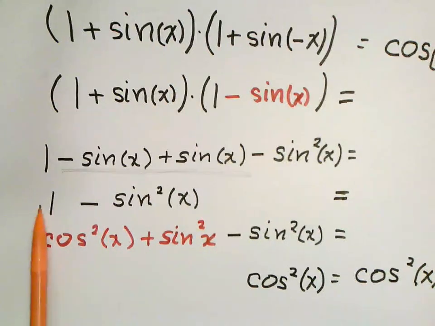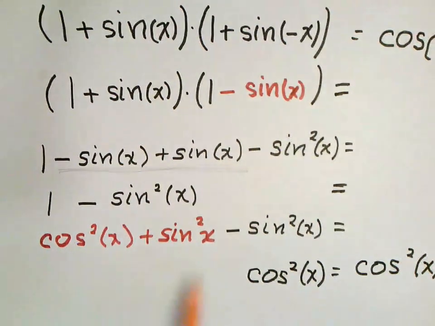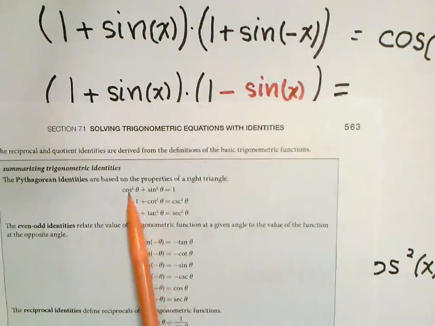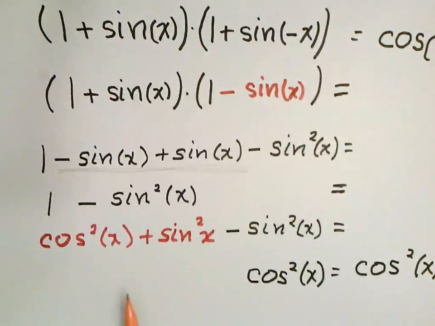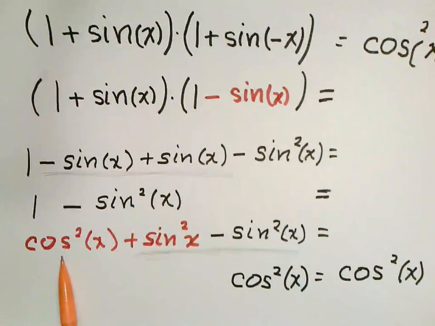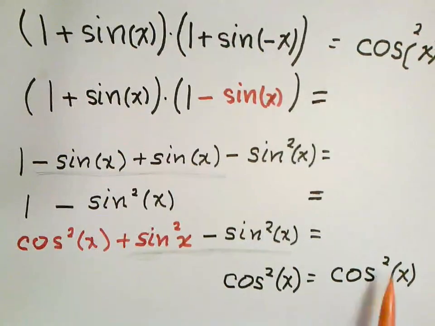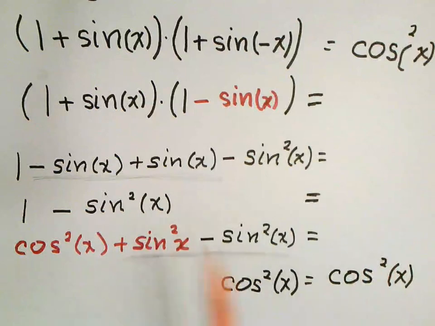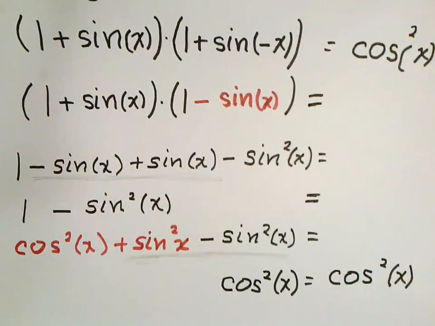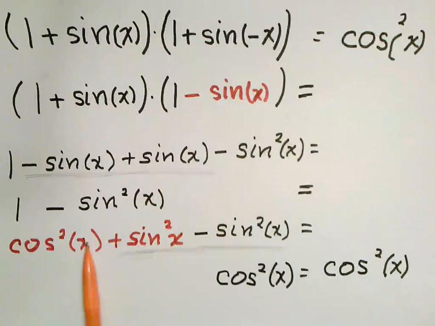Now this 1 right here is equal to cosine squared of x plus sine squared of x from our Pythagorean identities. You see, cosine squared of theta plus sine squared of theta is equal to 1. And then the sine squared of theta minus the sine squared of theta is equal to 0. So we're left with cosine squared of x is equal to cosine squared of x. We have shown that the left side is equal to the right side. We have only worked with one side, and we used our even-odd identity and our Pythagorean identity.